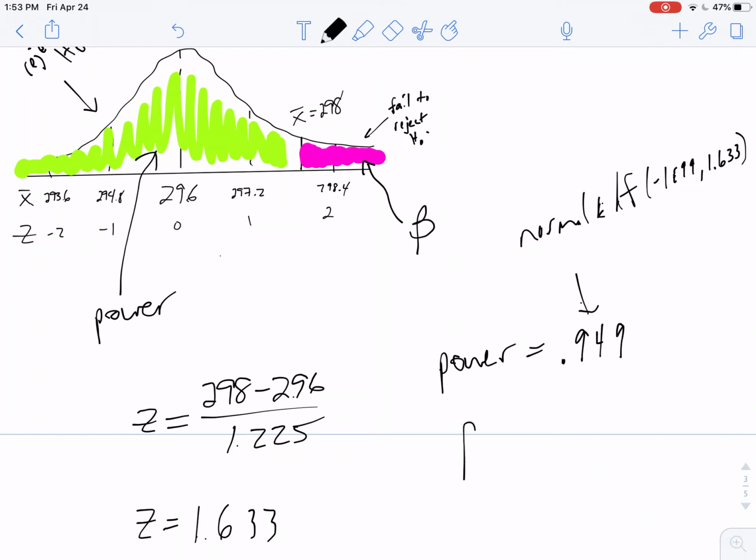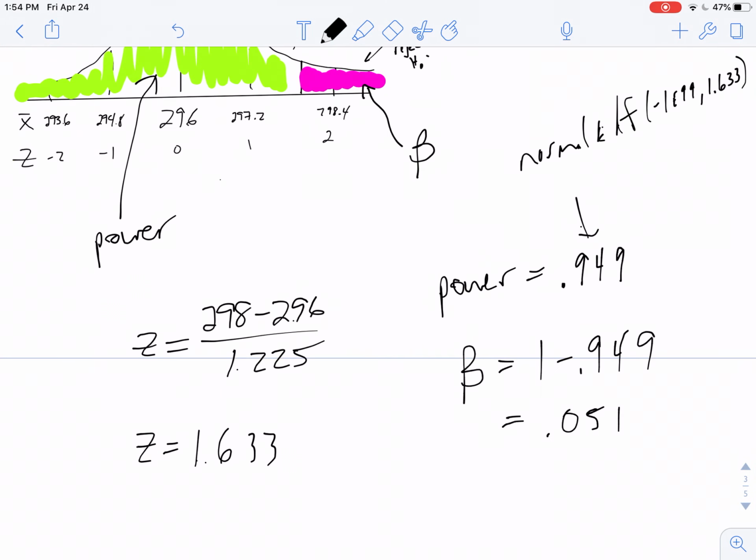Beta, you could use normal CDF if you want, but beta will always be the complement of the power. So we can just do 1 minus the power, and that gives me 0.051. So those would be my two calculations here for power and beta. All right, so that is how you calculate power and beta. This specifically was for a z-test for mu. So yeah, that's it. Thanks for watching.